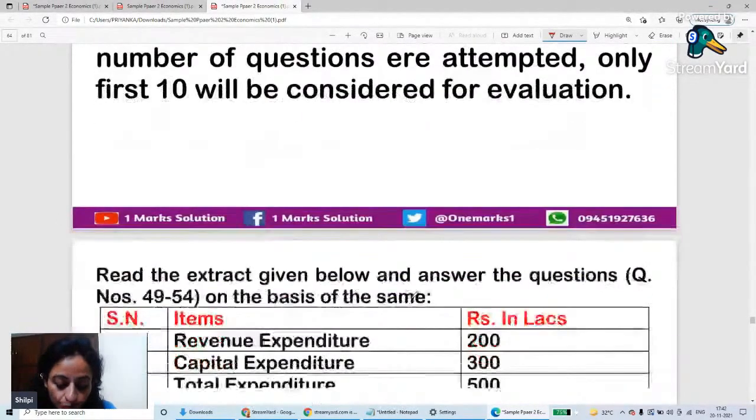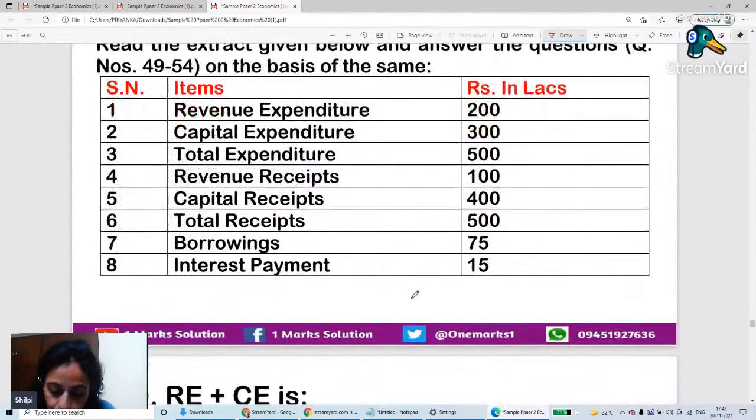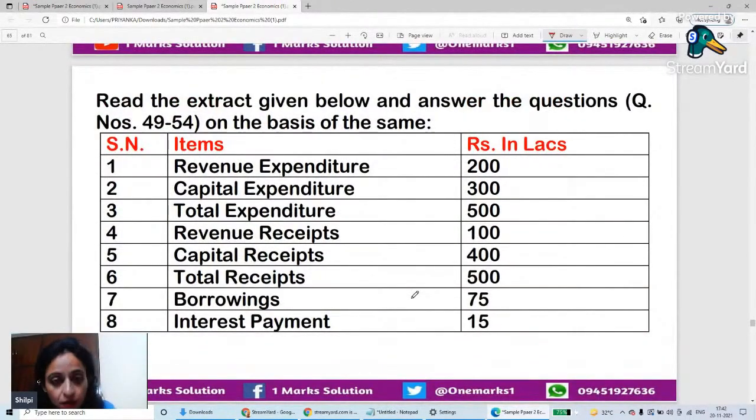Okay. Question number 49. See, this is a case-based type question where you have to study the data given and then look at the optional questions. So question number 49 says revenue expenditure plus capital expenditure. Now observe the table which is given on the screen. The figures are given to you and they both combined form budgetary expenditure. Question number 49.